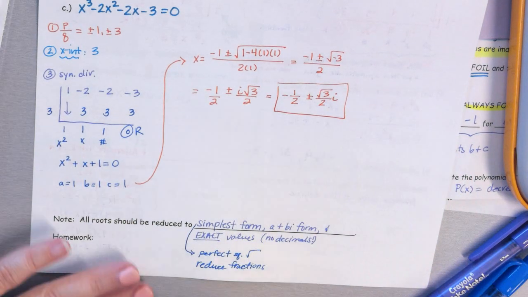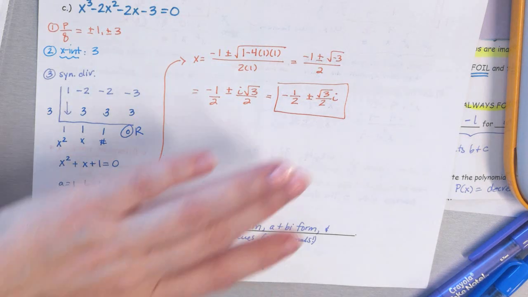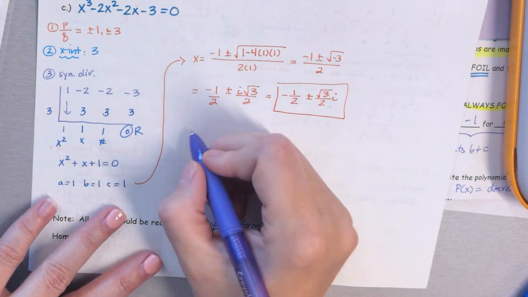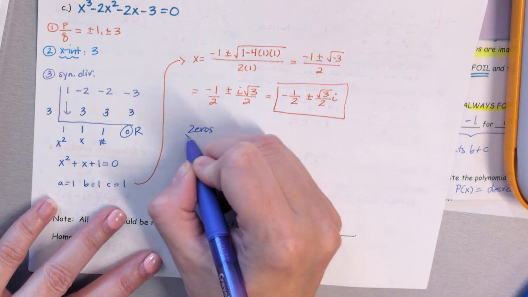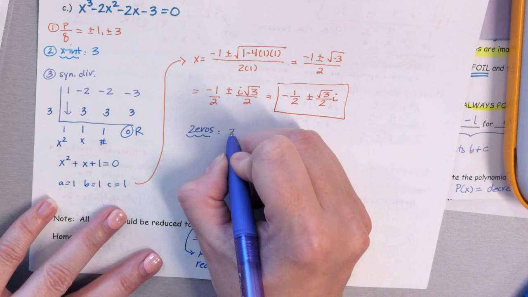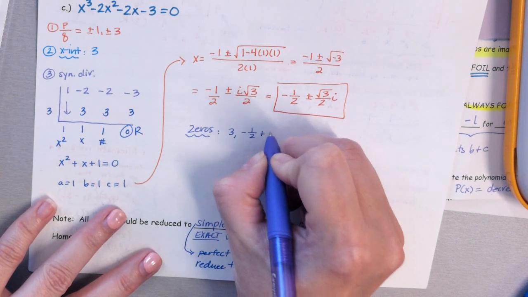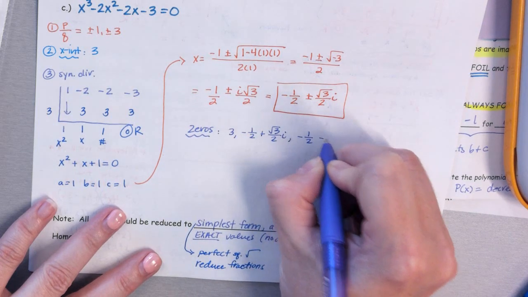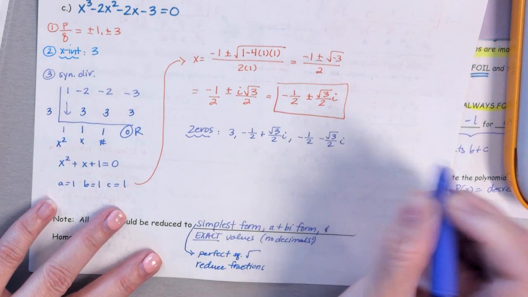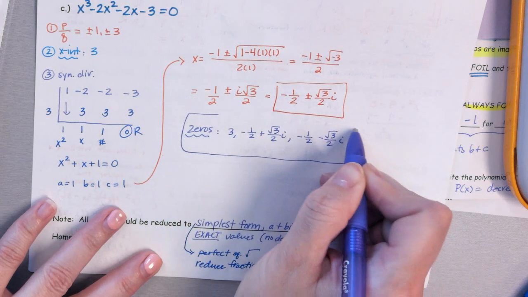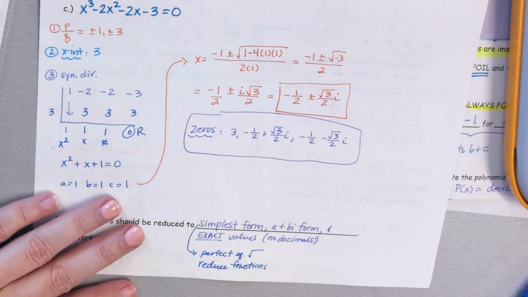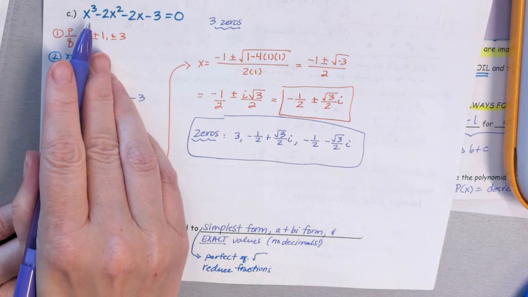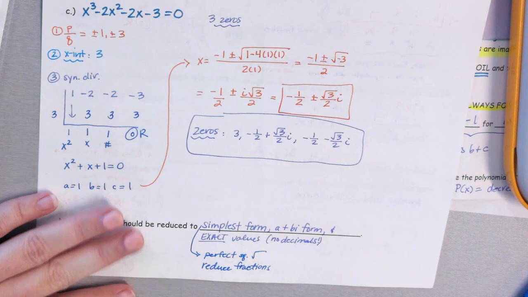I just try to be consistent with the form and what you might see on your answer key when you're checking your homework. So your zeros, there should be 3 of them, are 3, negative 1/2 plus root 3 over 2 i, and negative 1/2 minus root 3 over 2 i. Okay, so you do have a total of 3 zeros, which again is something I usually do at the beginning. Like I tell myself, okay, I'm trying to find 3.